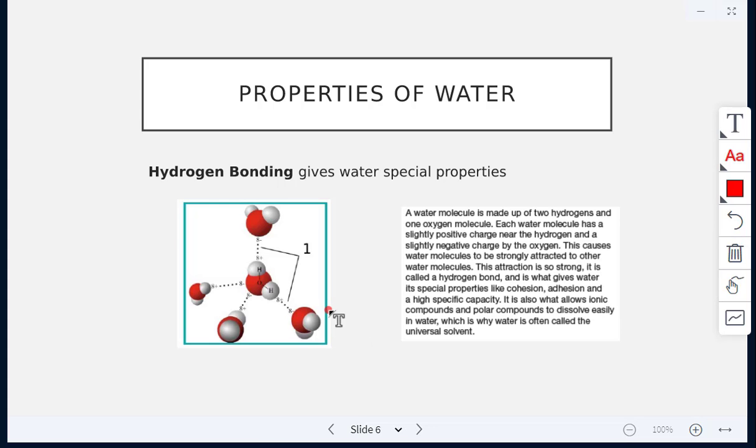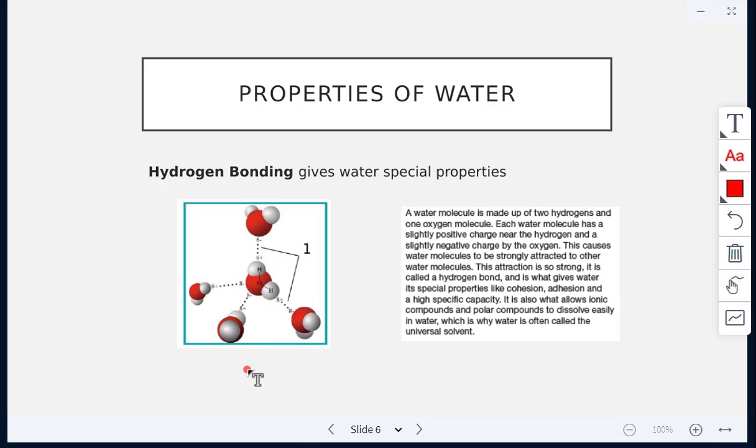So let's take a look at first here hydrogen bonding. This hydrogen bonding that is in water gives water very special properties. So in water we have H2O. So the water molecule is made up of 2 hydrogens and 1 oxygen. If we look at the diagram here, the red represents the oxygen and then the gray represents the 2 hydrogens. Each water molecule has a slightly positive charge near the hydrogen. So hydrogen is slightly positive and the oxygen is slightly negative.